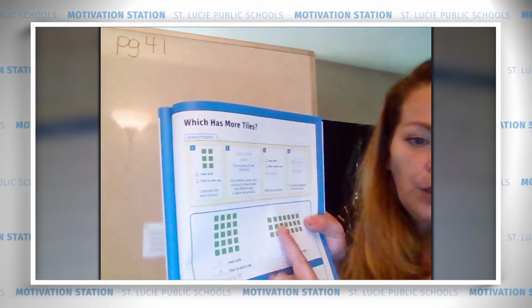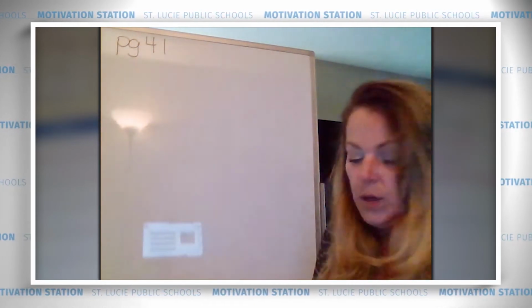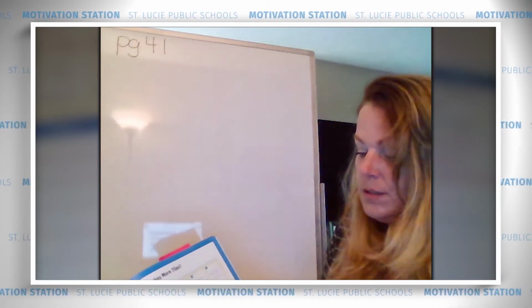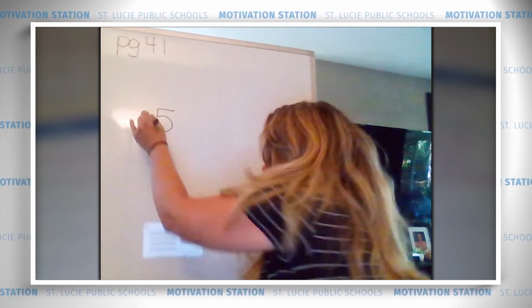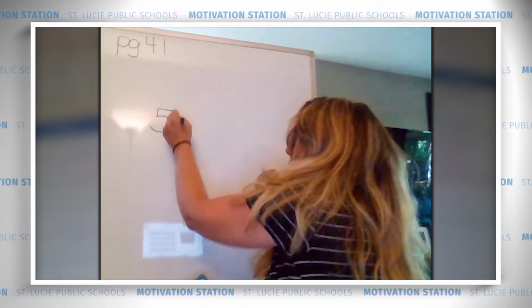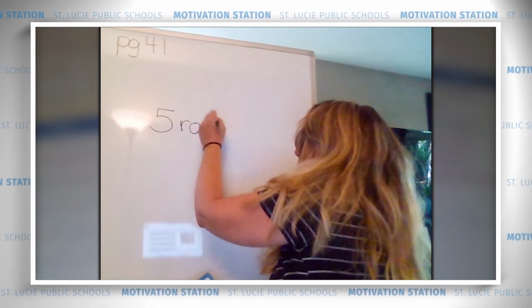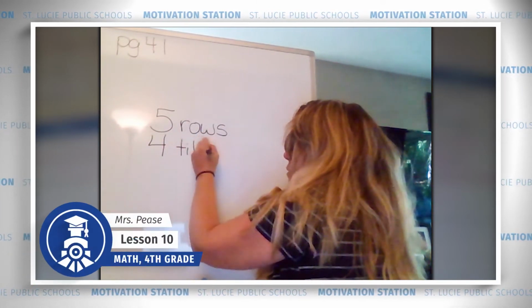The first picture here, this one. So how many rows? Go ahead and count across. There are 5 rows with how many tiles in each row? 4 tiles in each row.